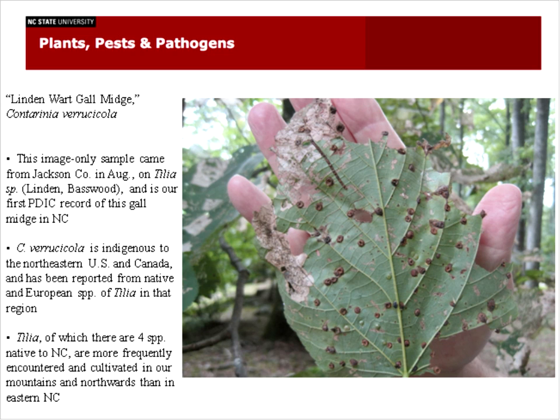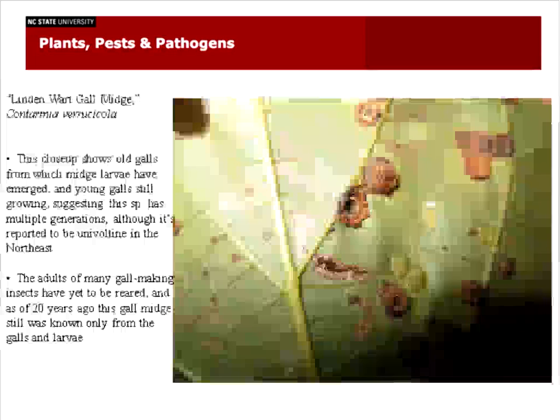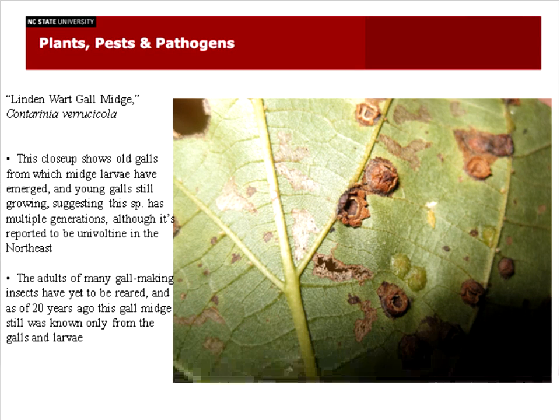And it's a group that we just don't know much about the diseases and pests of because we don't get them in very often. This is a close-up of the galls, and here you can see some old galls from which the midges have already emerged, and here are some younger galls that are still in the process of developing. This is a leafhopper nymph here, and we're going to ignore him for the time being.